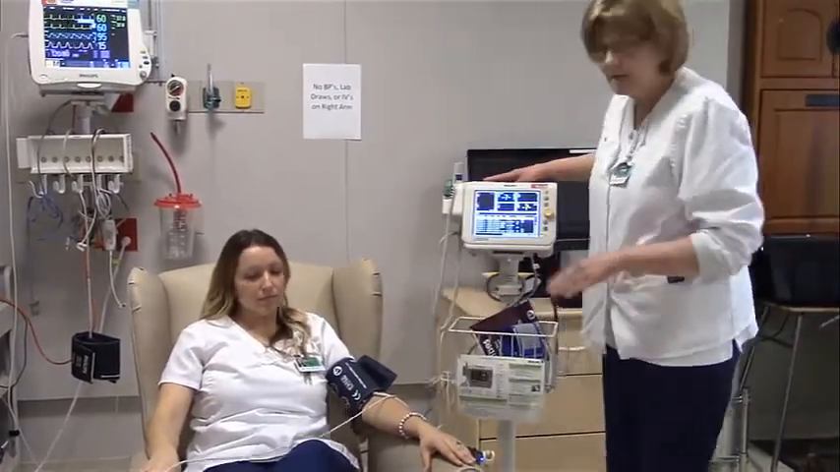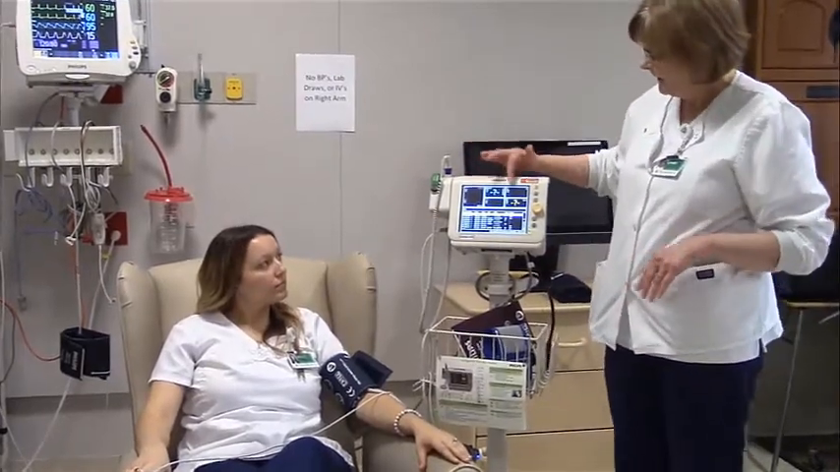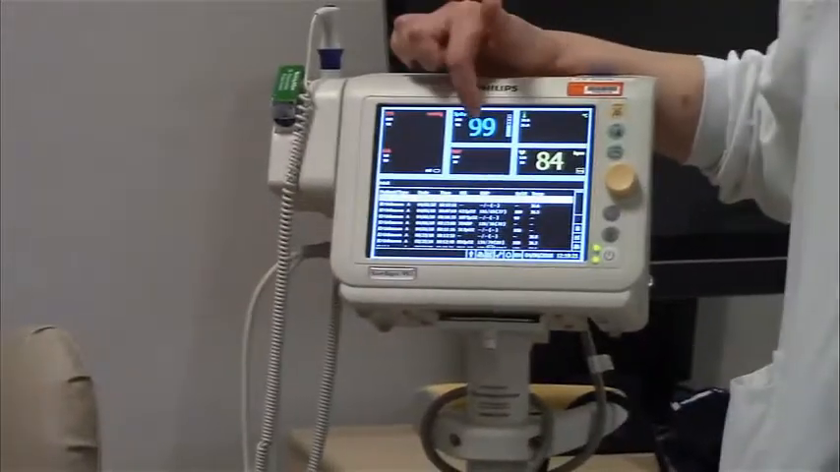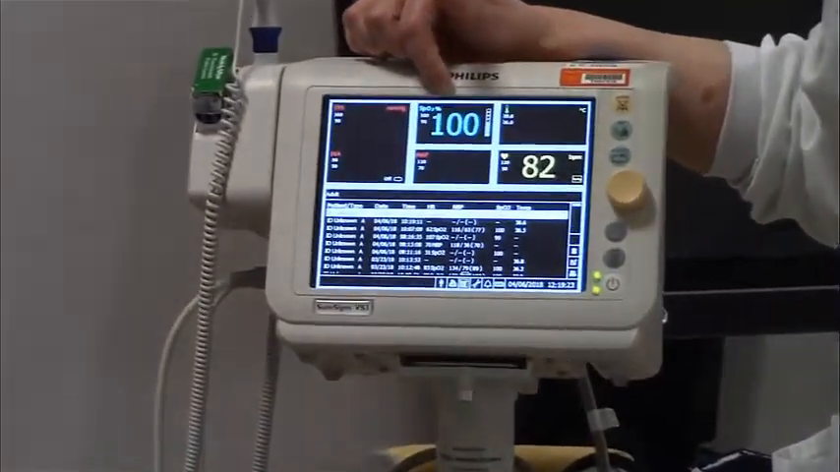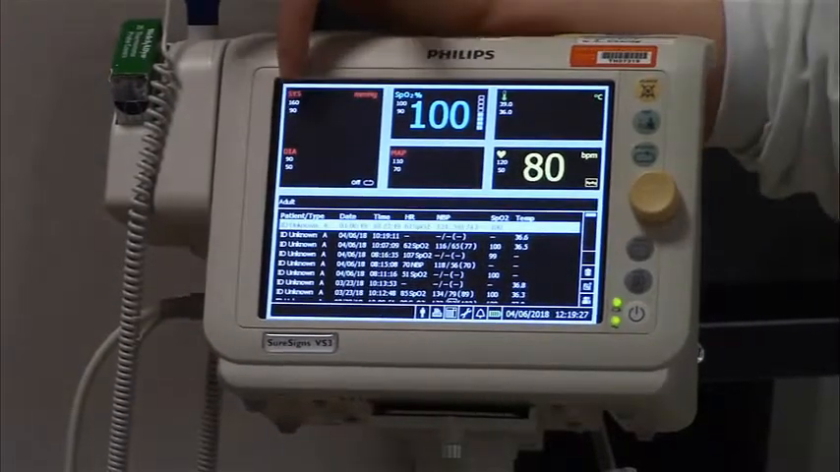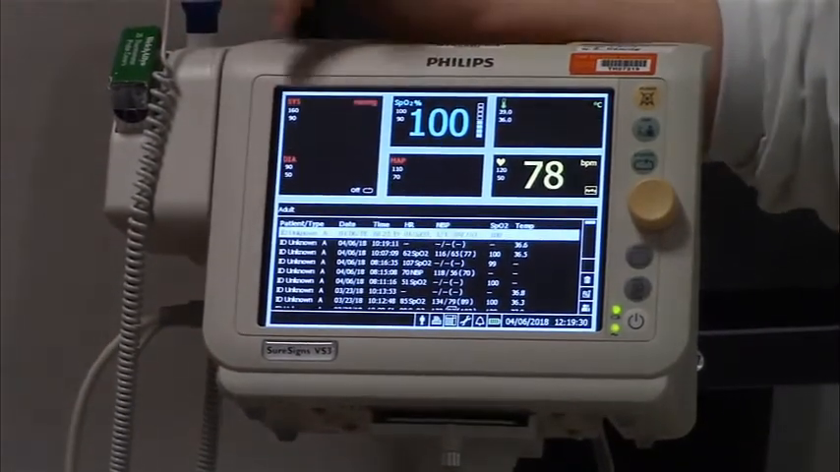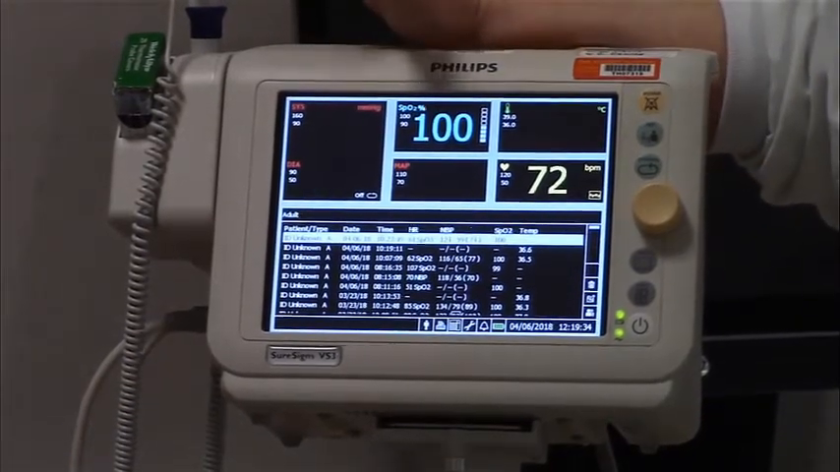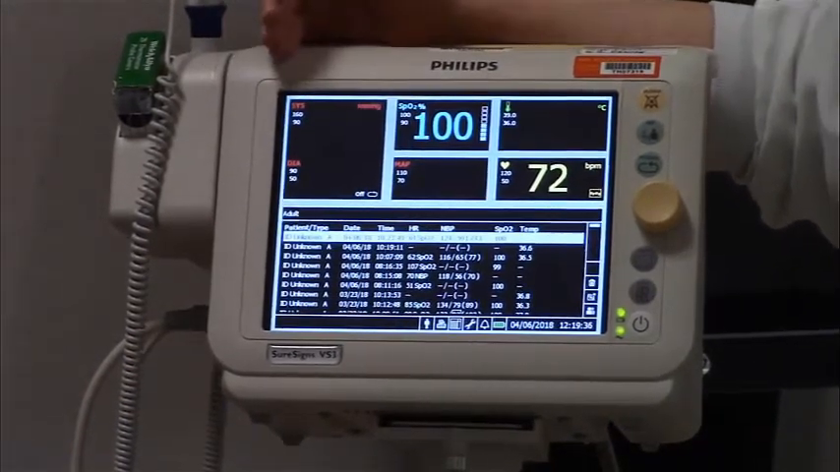Okay? So my vital signs machine is sitting right here. We have our temperature window right here. We have our SpO2 showing up at 99%. Well, it's 100 now. We have a heart rate of 82, and then we have our systolic and diastolic pressure over here. Systolic is the force of the blood against the artery walls. The diastolic is the resting phase of that.